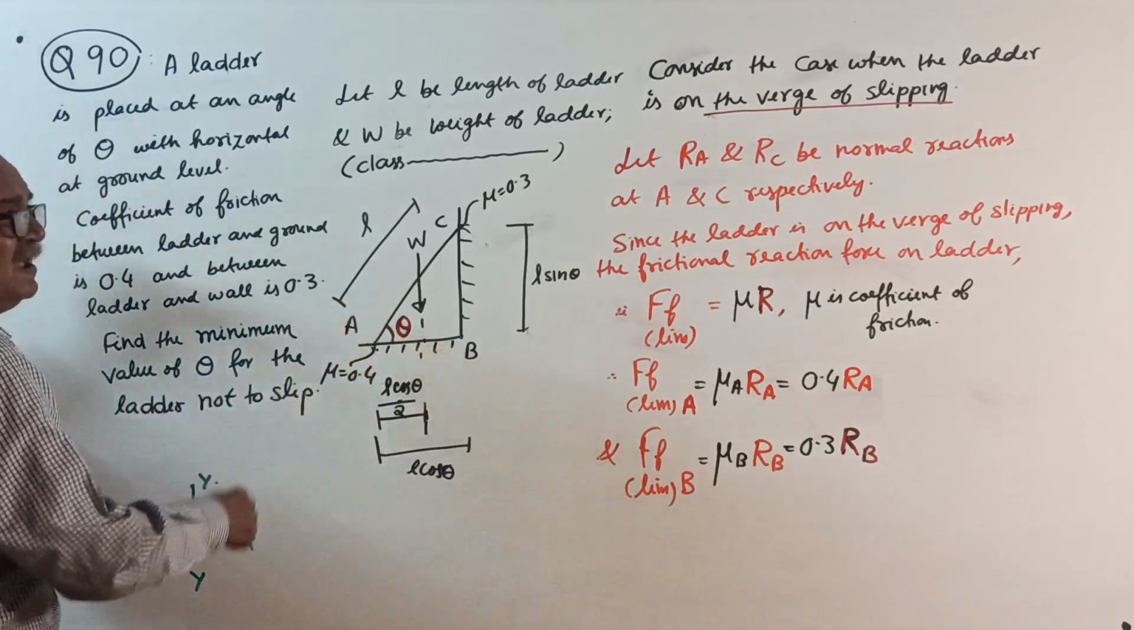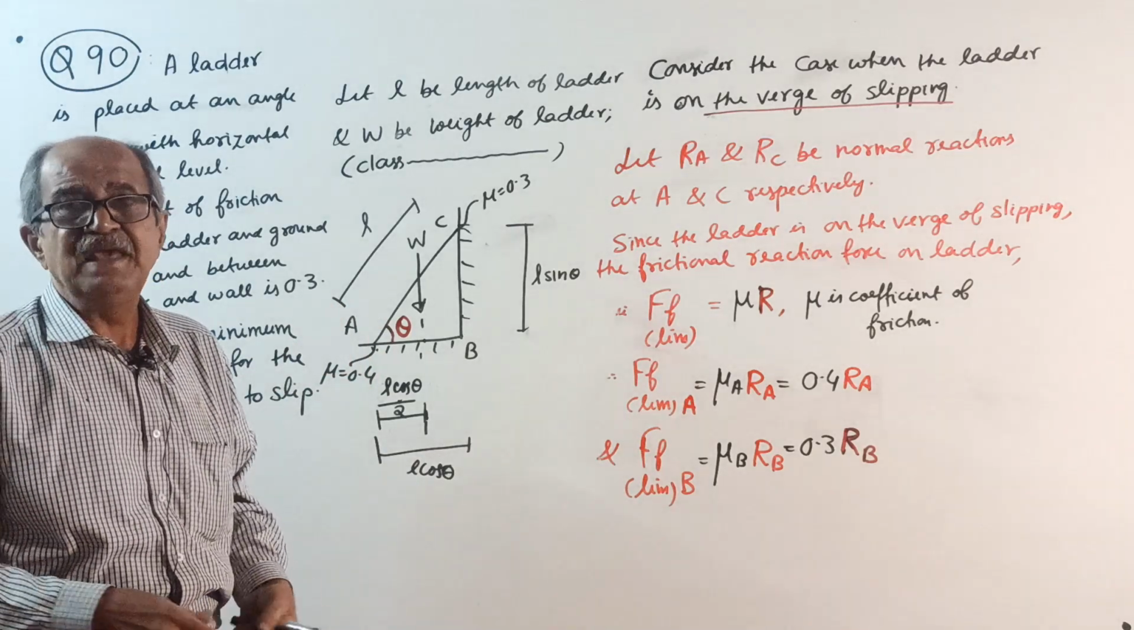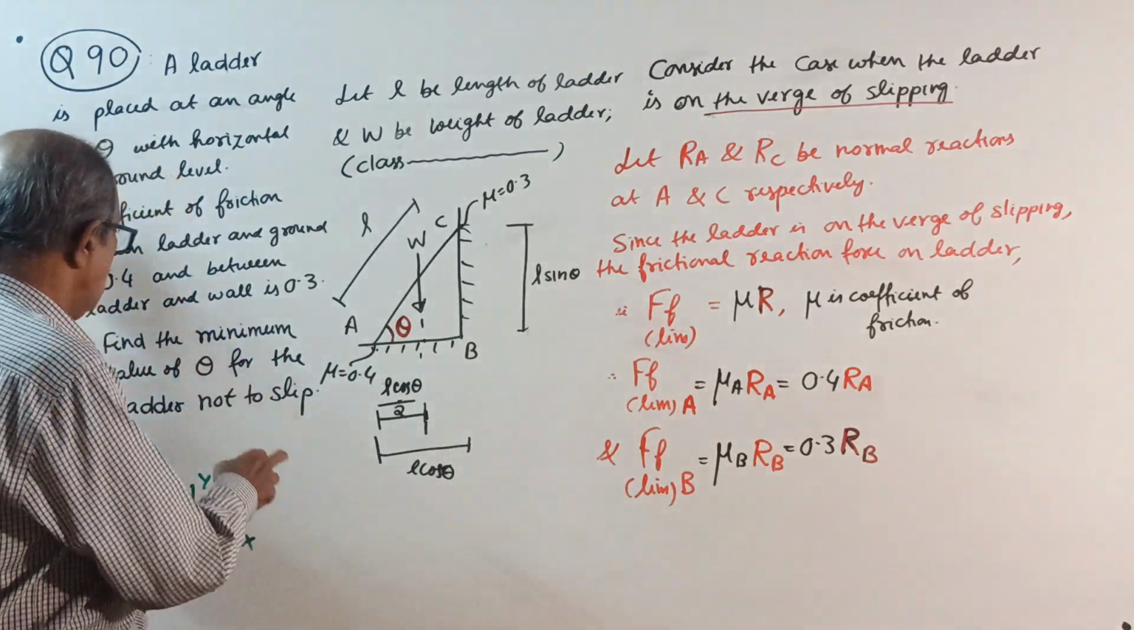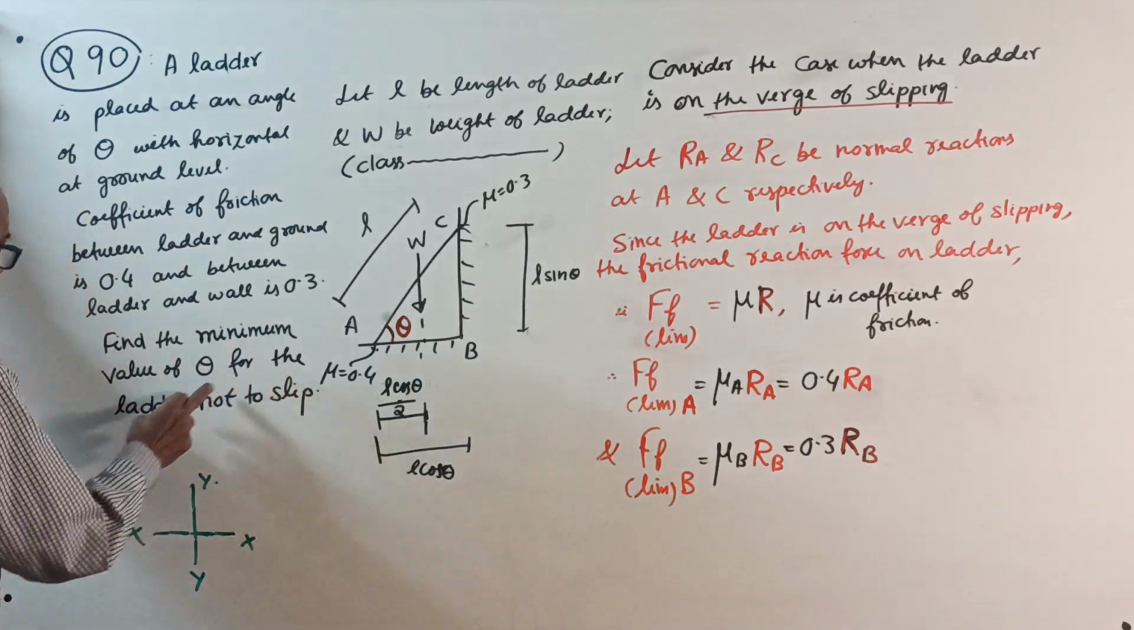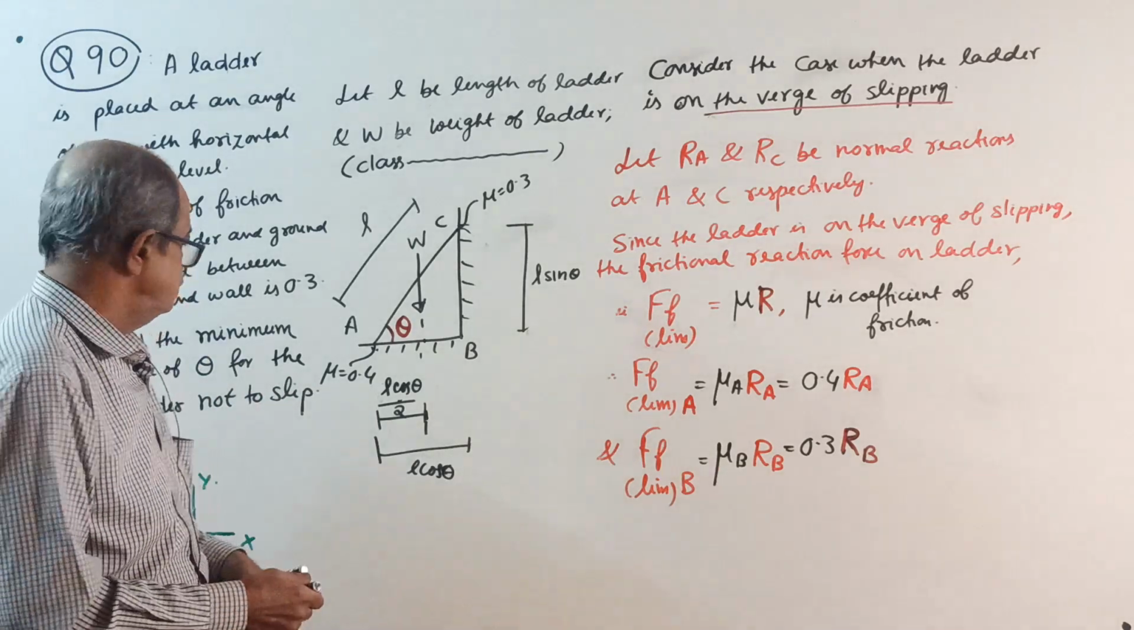What is the minimum value? At least that much angle. It can be more. Minimum value of theta for the ladder not to slip. One minute, I will tell you.